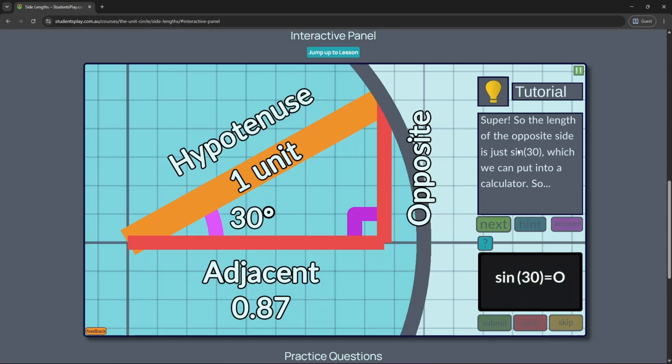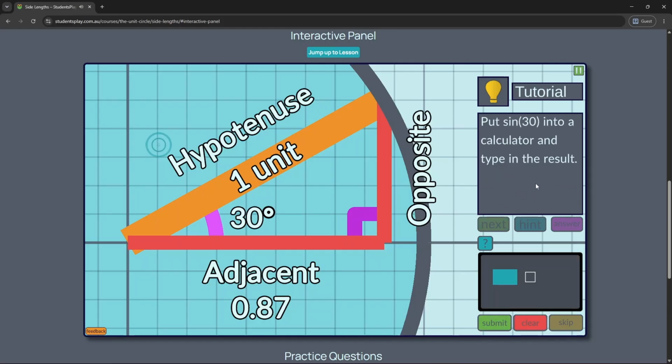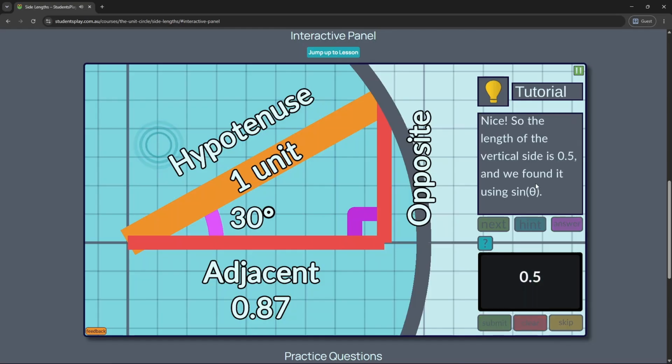Super. So the length of the opposite side is just sine 30, which we can put into a calculator. So put sine 30 into a calculator and type in the result. It's going to be 0.5. Nice. So the length of the vertical side is 0.5, and we found it using sine theta.